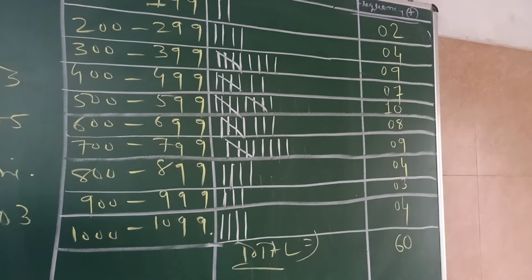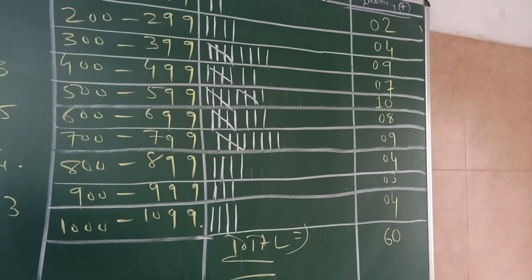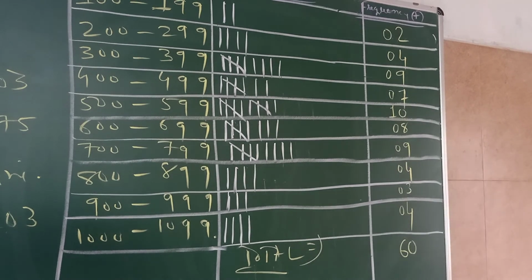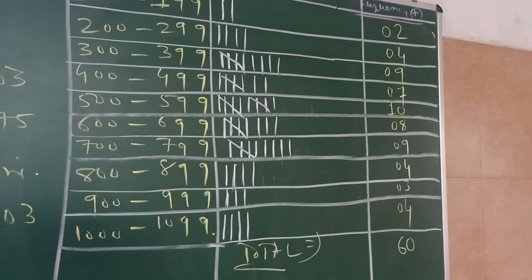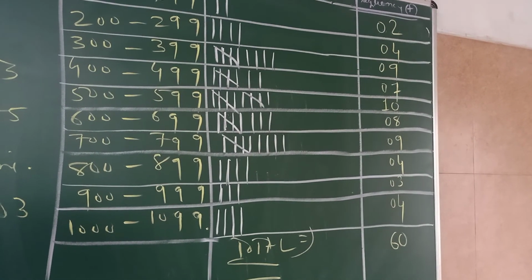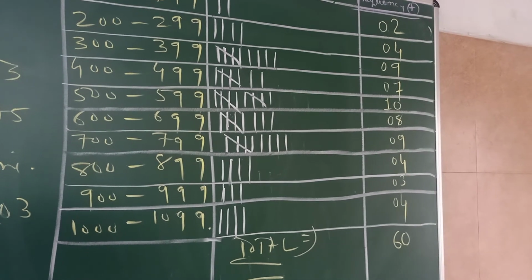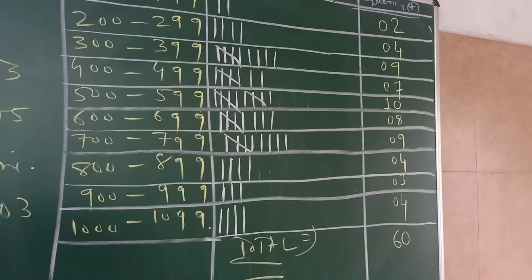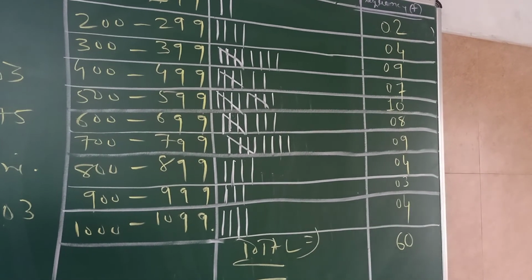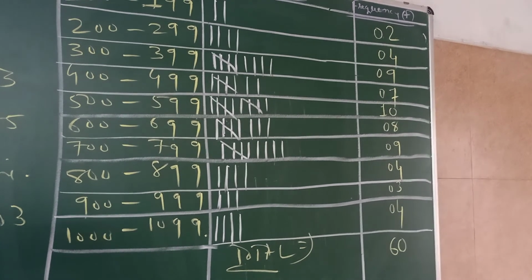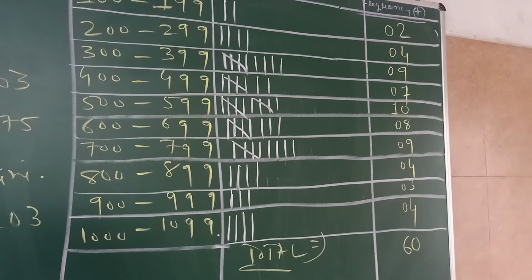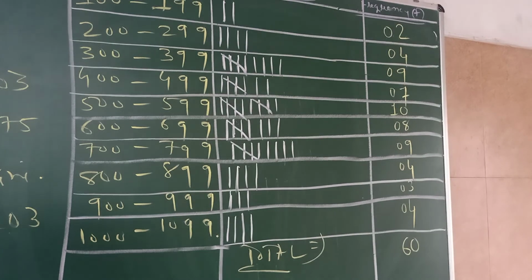After preparing the inclusive type continuous frequency distribution, we do the tally mark. We take one column at a time and start the tally mark. Whenever the fifth one comes, we take the cross tally mark. After doing all the tally marks, at last we do the total of the tally marks. The total of tally marks is called frequency. Frequency is denoted by f. So 2 is the frequency of the first class, then 4, 9, 7, 10, 8, 9, 4, 3 and finally 4.